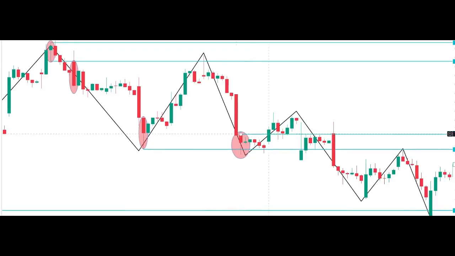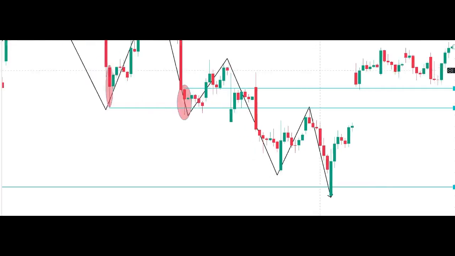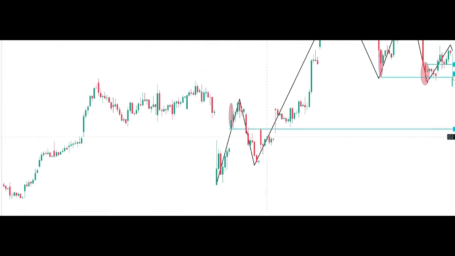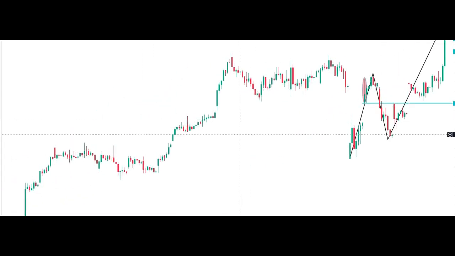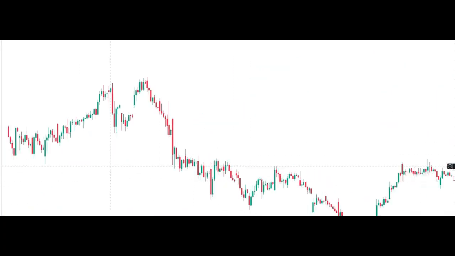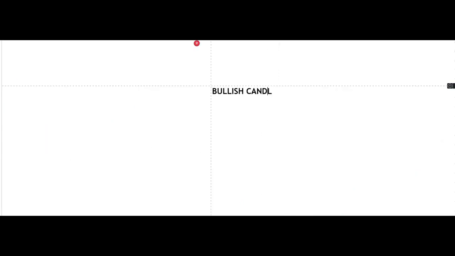This is a hammer, a hammer at a low gone significant, and a hammer high gone significant. Try to practice like this and you will get an idea. It doesn't mean every hammer you have to buy, every inverted hammer you have to sell. There should be some logic and psychology behind this. Next we come to other candles. Bullish candles should be seen at lows.